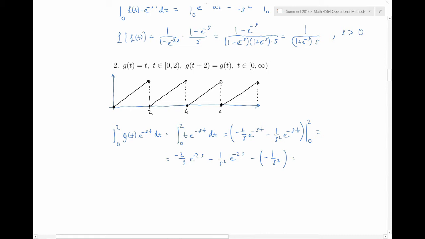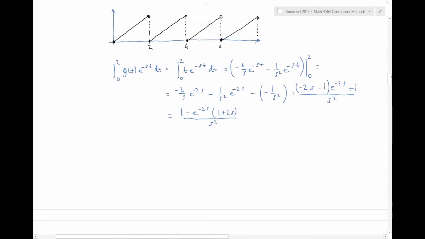Simplifying this, we get minus 2s minus 1 times e to the minus 2s plus 1 over s squared. We can simplify it slightly by writing it as 1 minus e to the minus 2s as 1 plus 2s over s squared.